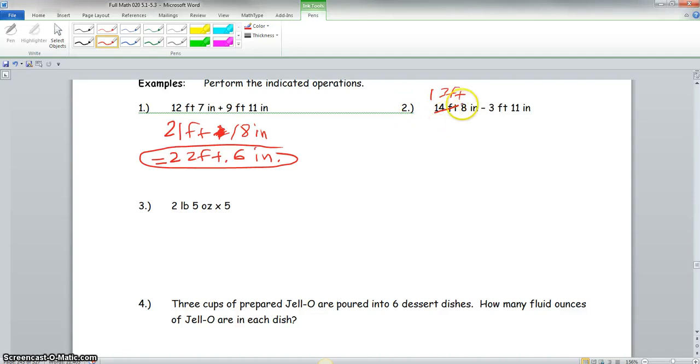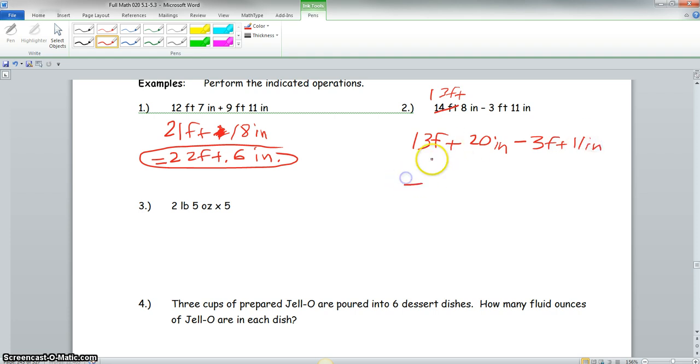Okay, class, picking up where we left off, we needed to borrow 1 from this 14 feet, so that became 13 feet. Now we have to ask ourselves, if we're converting feet to inches, we know it's 12 inches in a foot. So the one that we borrowed, we have to make that 12 inches and add it to this 8 inches. So this will become 13 feet, and the 12 inches we borrowed plus the 8 inches will give us 20 inches. So it'd be 13 feet, 20 inches minus 3 feet, 11 inches.